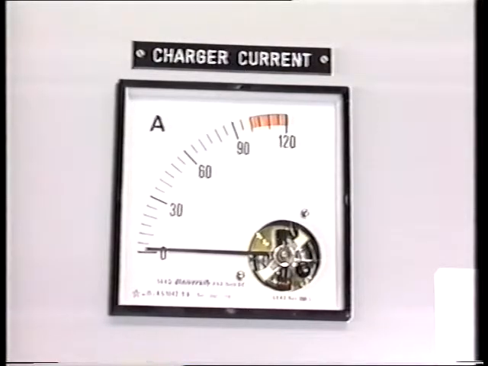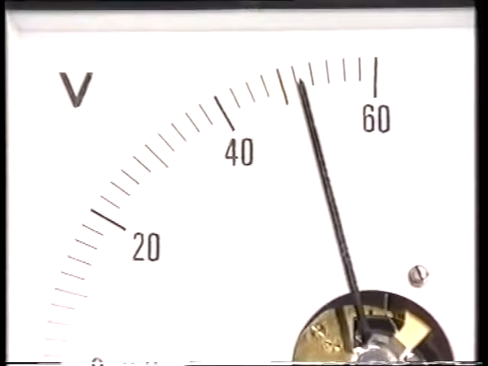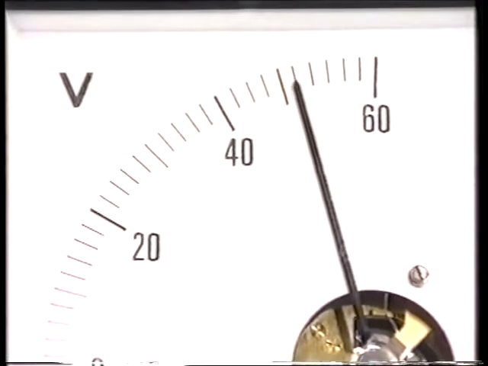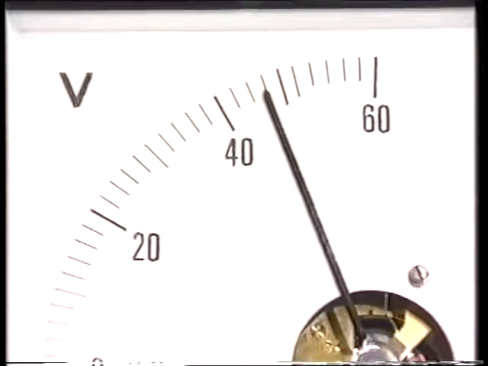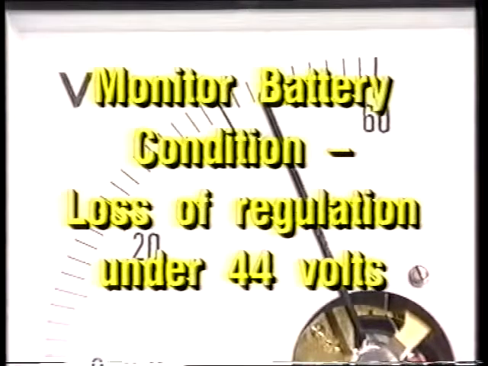The charger current meter should display 0 current, and the charger volts meter should display a slow fall in battery voltage as the standby battery discharges. Warning: monitor the standby battery voltage on the charger volts meter and ensure that it does not fall below 44 volts. Otherwise, the regulator will eventually fail to supply output current.